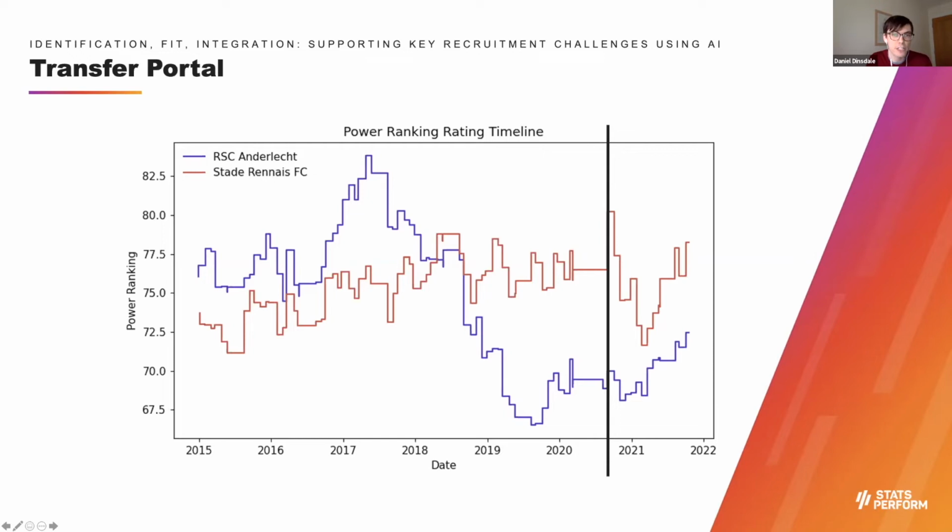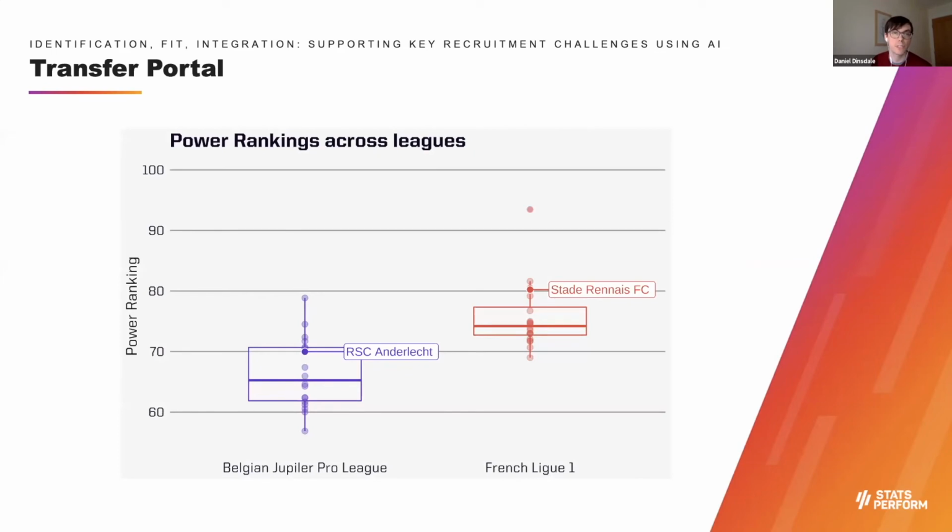And as of the transfer date, marked by this vertical line, you can see that Rennes are considered a better team than Anderlecht, quite significantly. But this only tells one part of the story. We also need to know what is the relative league ability of these two teams. And we can have a look here at the distribution of teams within both of these two leagues at the time of the transfer. On the left, we have the Belgian Jupiler Pro League, and on the right, the French Ligue 1.